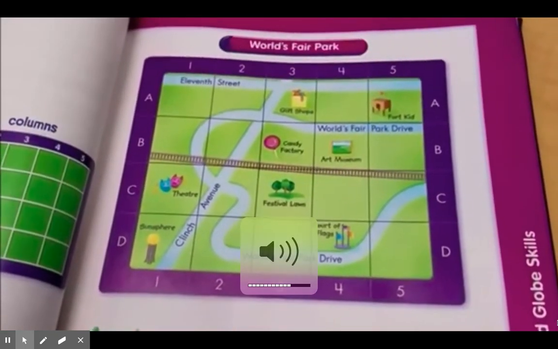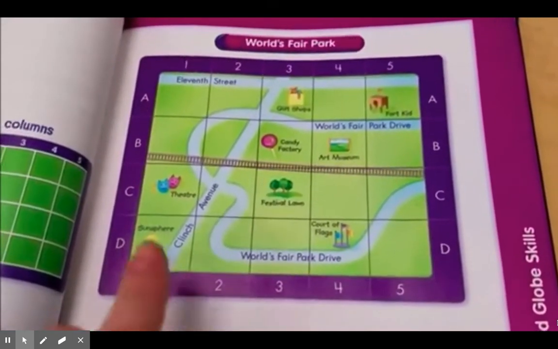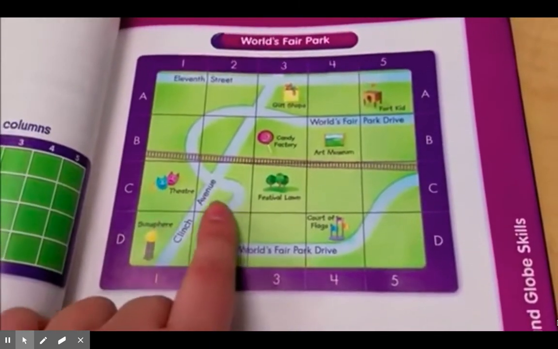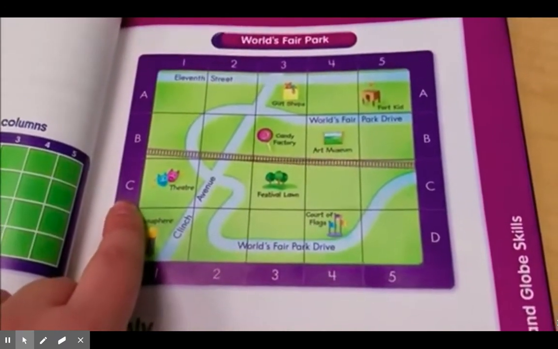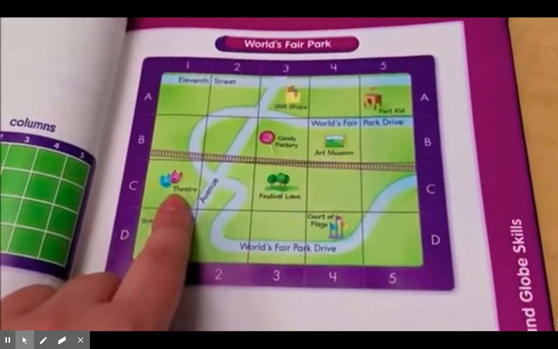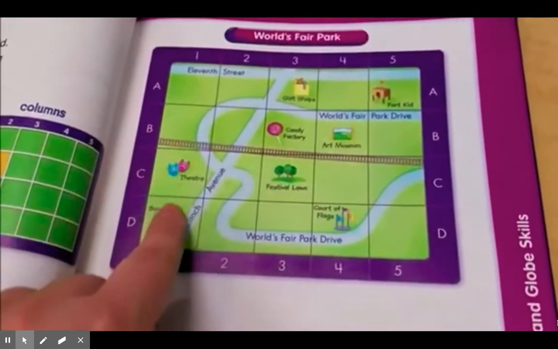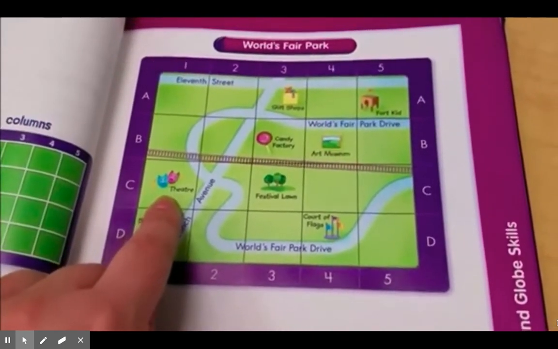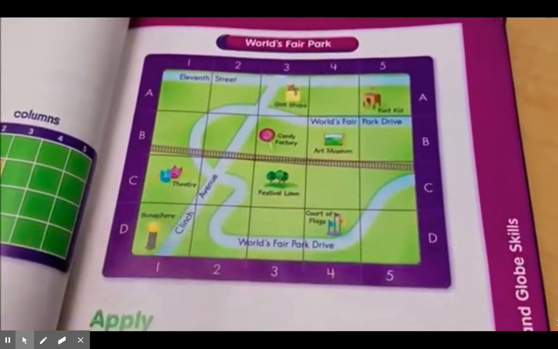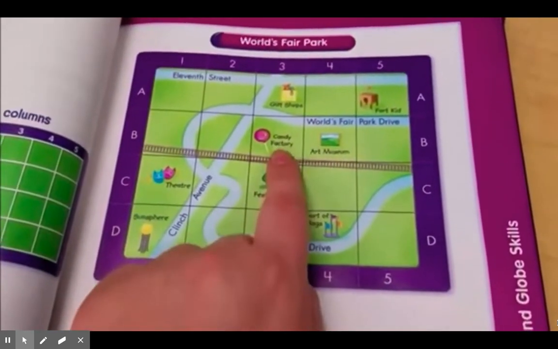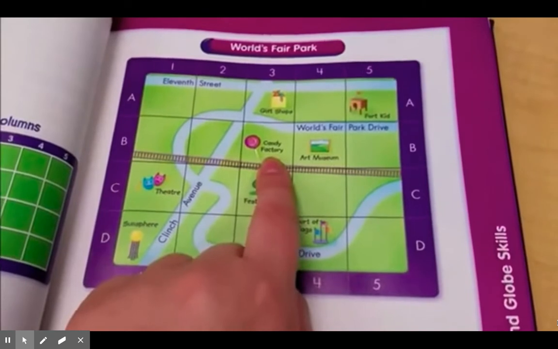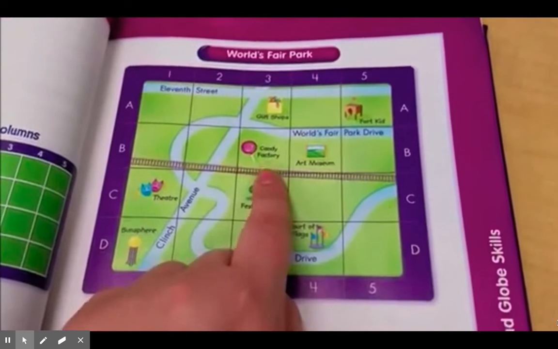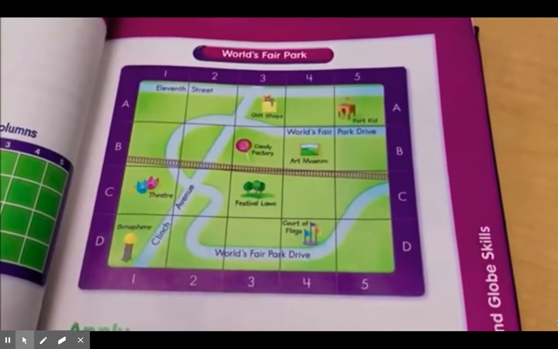Let's find something else. Let's find the theater. Here it is. Again, I'm going to run my finger side to side to try to find the letter. Look, this one's also a C. Then I'm going to run my finger up and down to find the number. This one's in 1. The theater is in square C1. Now you try. Let's find the candy factory. What square is the candy factory in? The candy factory is in square B3.